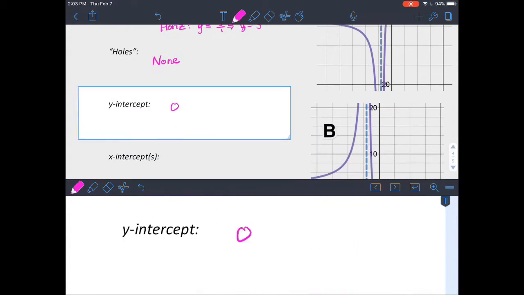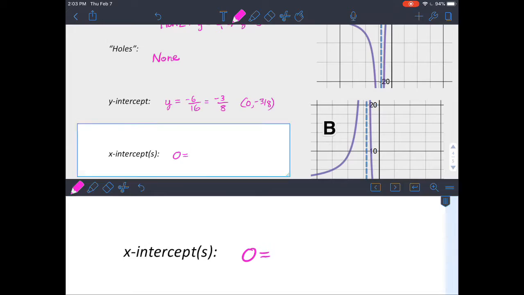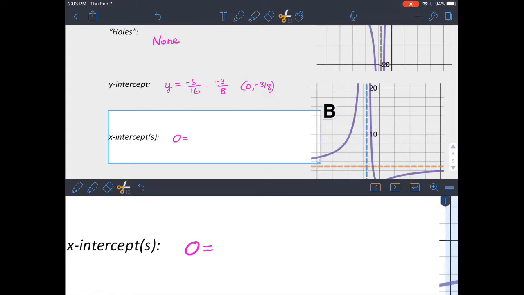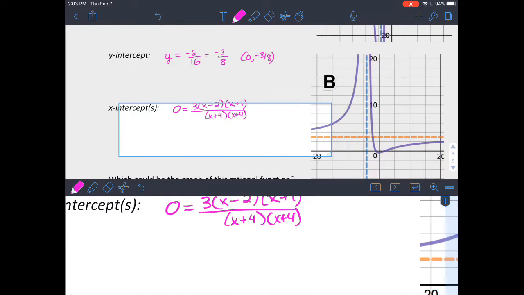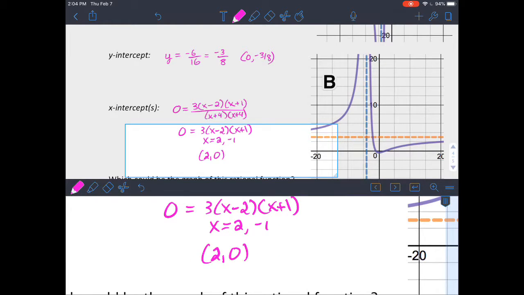Y-intercept: plug in 0 for all of your x's, and you'll end up with -6/16, which simplifies to -3/8. And last but not least, your x-intercept: set it equal to 0. I'm just going to copy and paste. Should have done that sooner. All right, if you multiply by your x plus 4s, you still get 0 equals your numerator. This time you're going to have 2 x-intercepts, 2 and -1, so there will be 2 points where it crosses your x-axis.